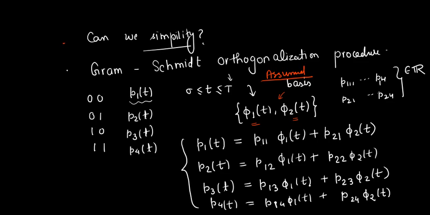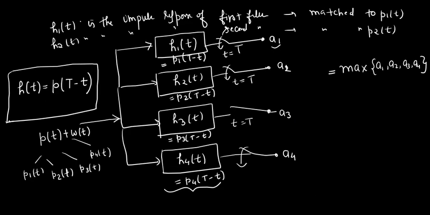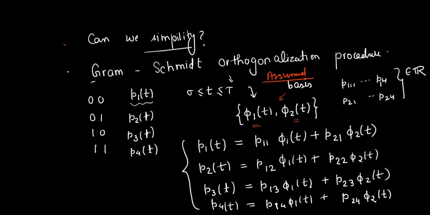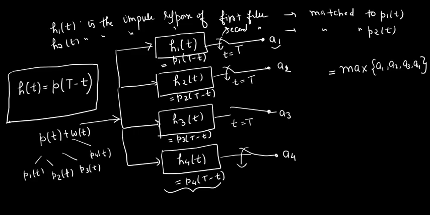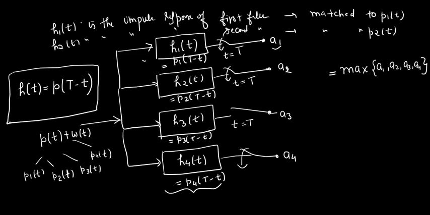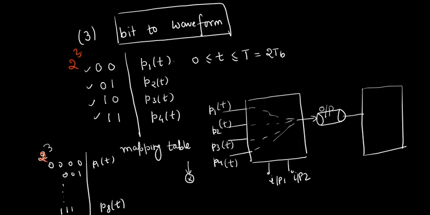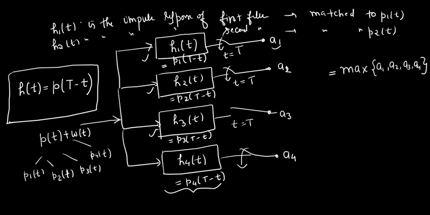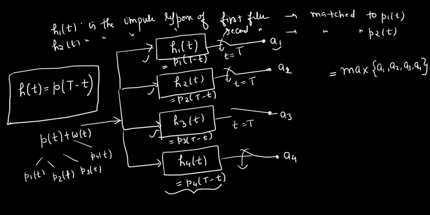Anyways, so earlier, if we did not have this concept of Gram-Schmidt orthogonalization procedure, we had no choice but to transmit 4 waveforms and accordingly design 4 banks of matched filters, right? Yes or no? Yes. This you can convert to correlator filter, that is a separate issue, but you have to have 4 branches.